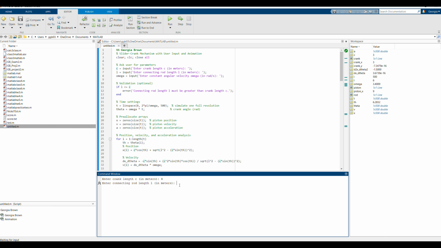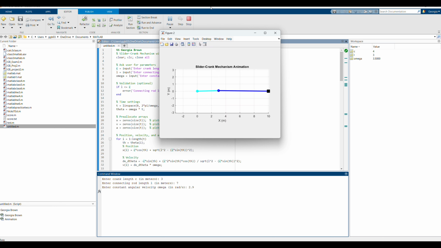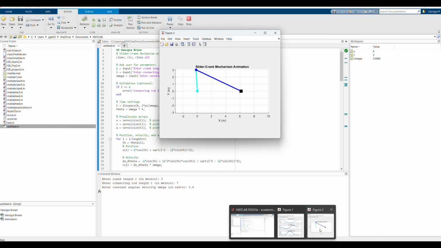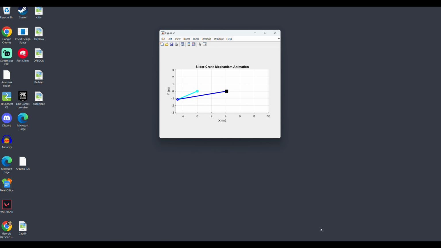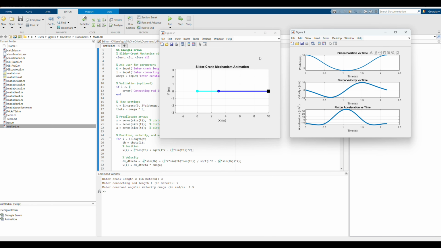So I'll have it, just to show you, I'll have 3 and then give you a 3.5. Connecting rod length must be greater. So then we have to rerun it. So 3, 7, and then 2.7 or 2.9. So then we get this figure, and then we also have another figure that is this. So as you can see, this is what everything looks like.